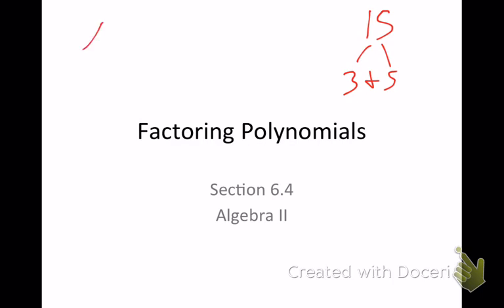But what if I give you a problem like this? X squared plus 6x plus 8. And I said we have to factor that. Well, when we talk about factoring, we're talking about what multiplies to get 8 and adds to get 6.